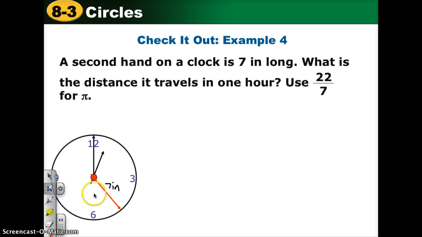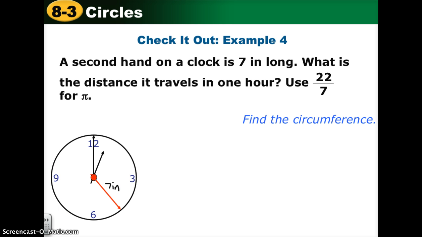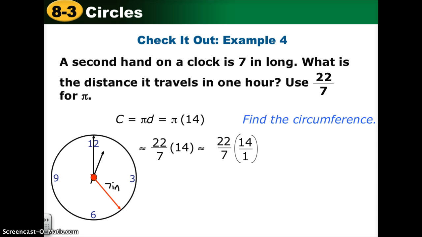And we're trying to figure out the distance it travels going all the way around in 1 hour, 60 minutes. So we're looking at the circumference. The circumference would be that outside. We're not looking at how much area it covers in the middle. We want to know the outside edge. That's pi times diameter. Since it's 7 inches for the radius, our diameter would be twice that much, 14. So we replace pi with 22/7 this time. Multiply, we get 44 inches.